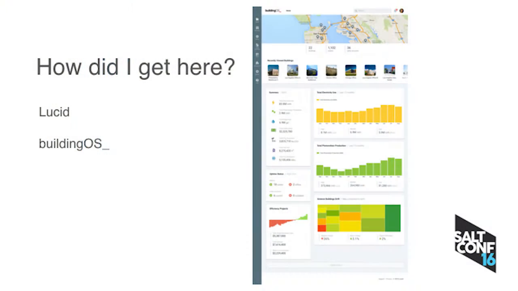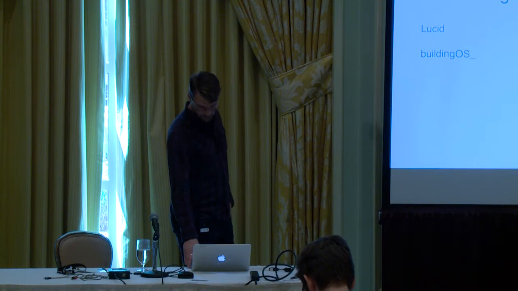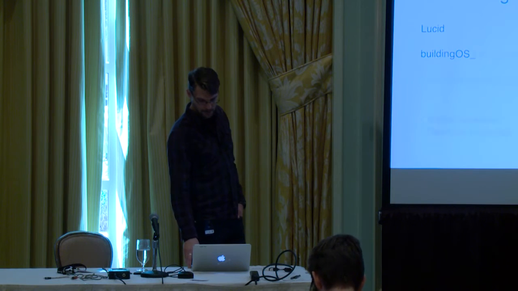How did I get here? I'm currently employed by a company called Lucid. Lucid develops a product called Building OS. There's a quote on the Lucid website saying that organizations use Lucid's Building OS data and analytics platform to optimize the performance of their buildings and teams. So it's energy management software as a service. If you were a user, you may get some dashboards like that about your energy usage. And they sent me here today, so thanks to them.